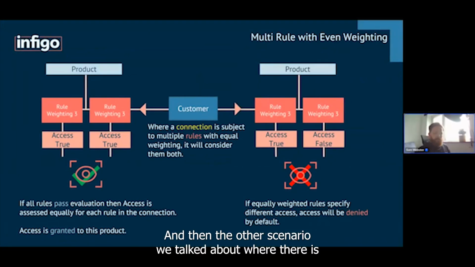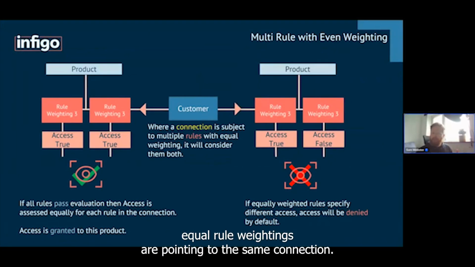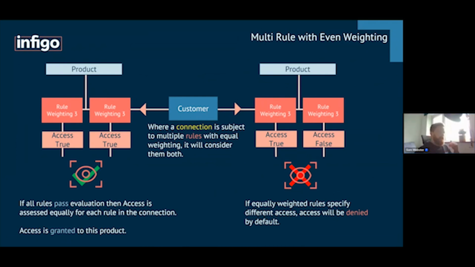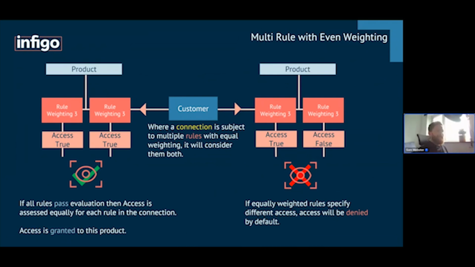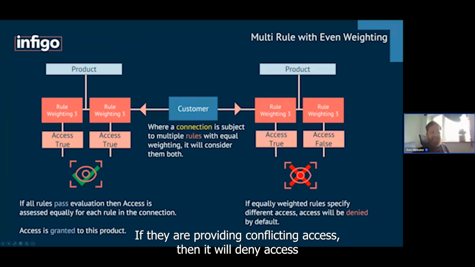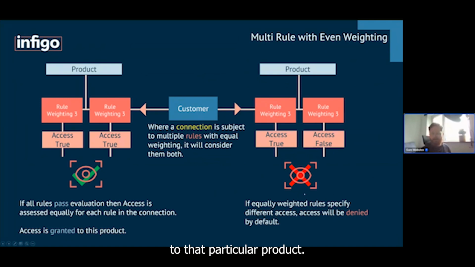And then that other scenario we talked about where there are equal rule weightings applying to the same connection. If they are all granting the same access, then that will be adhered to, that will be followed. If they are providing conflicting access, then it will deny access to that particular product.